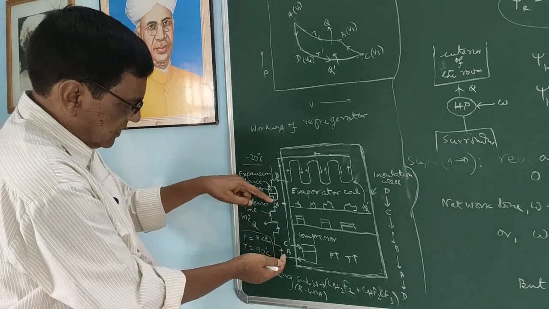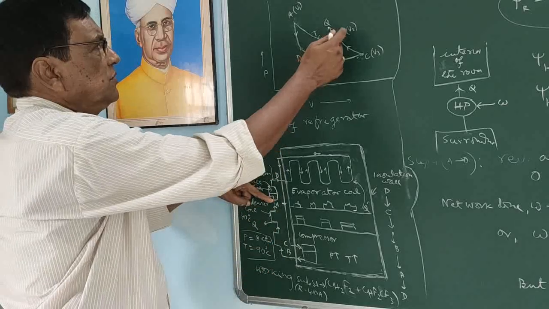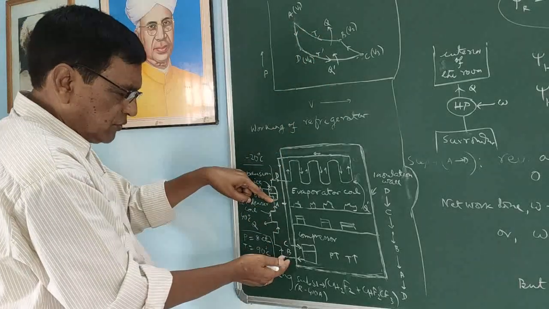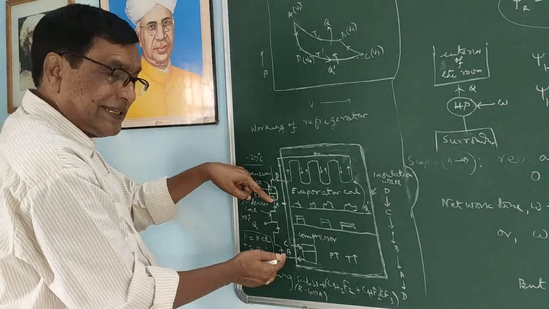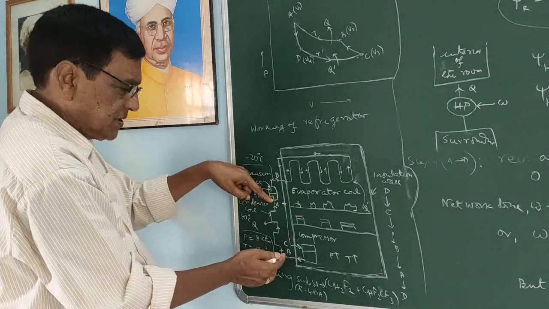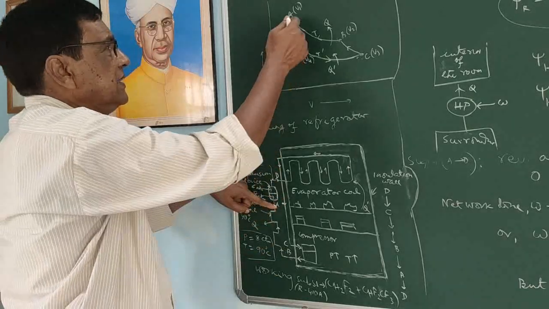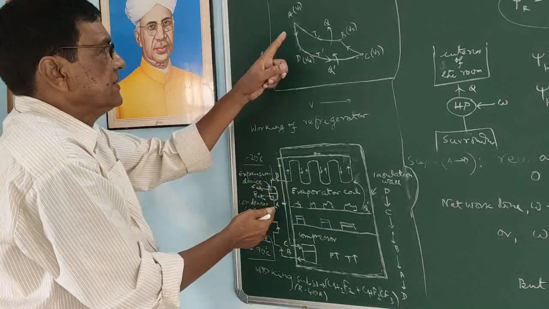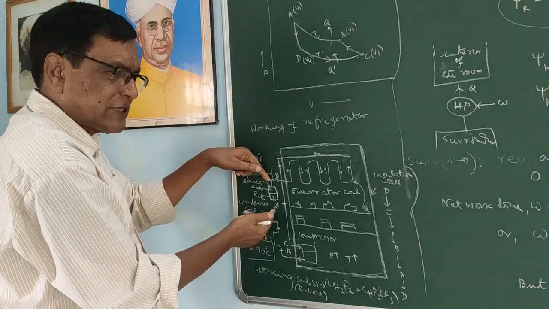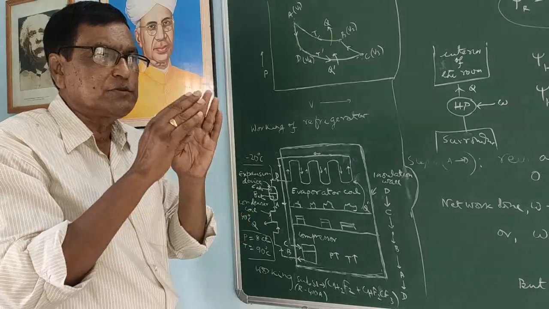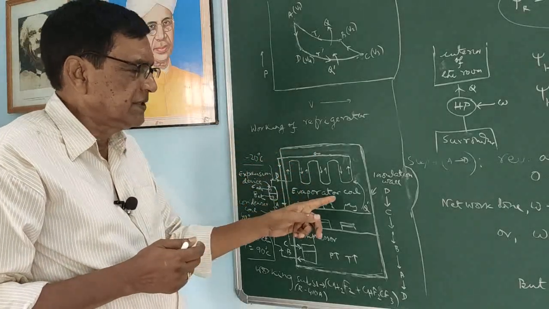B to A, this one is isothermal expansion, where this vapor becomes this liquid at its room temperature, say 40 degrees centigrade. And A to D, again it is adiabatic expansion. By this adiabatic expansion, this liquid becomes more cooled, and this liquid is passed through the evaporator again.